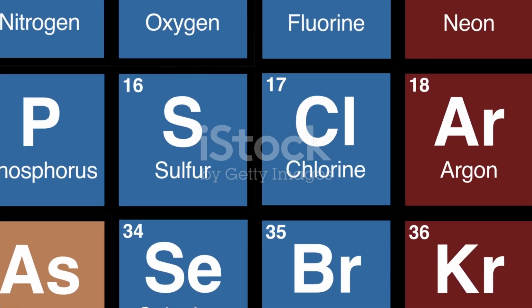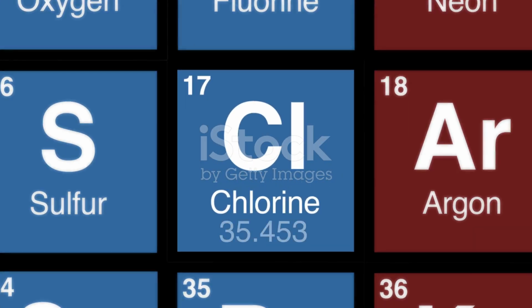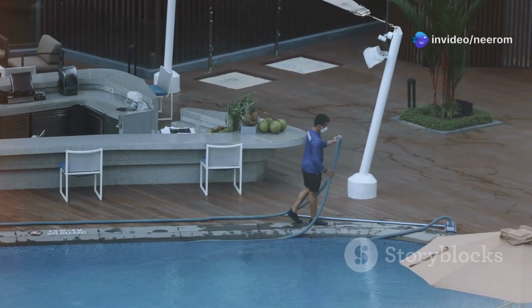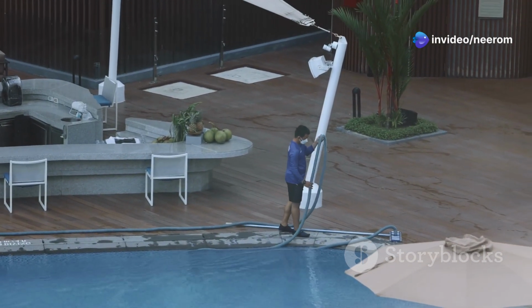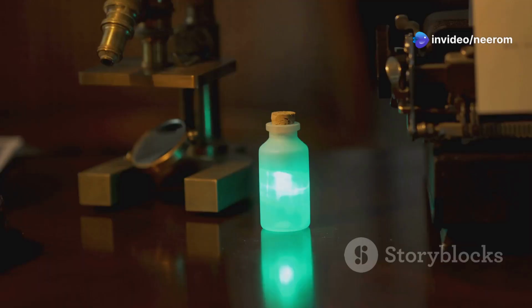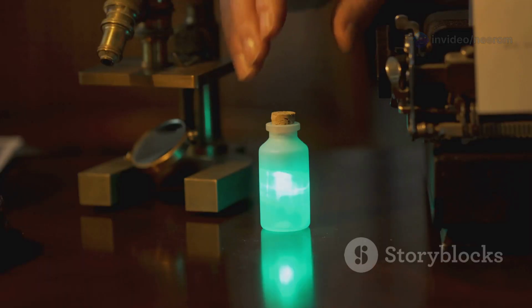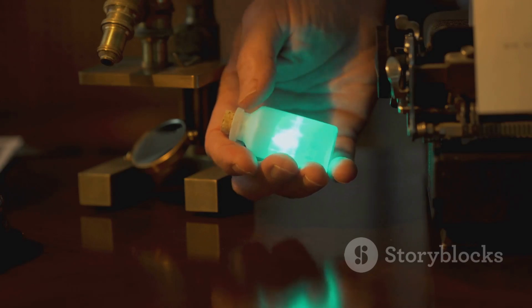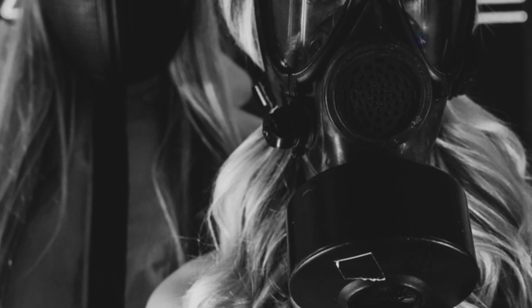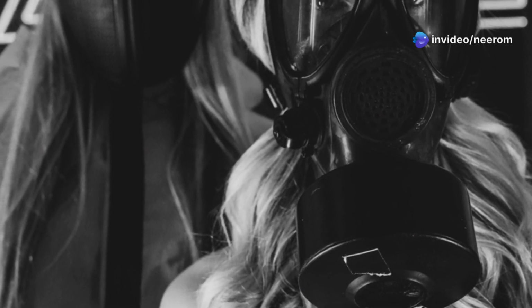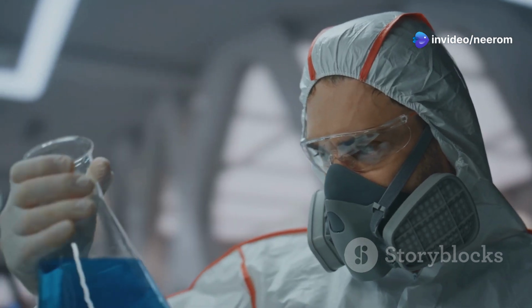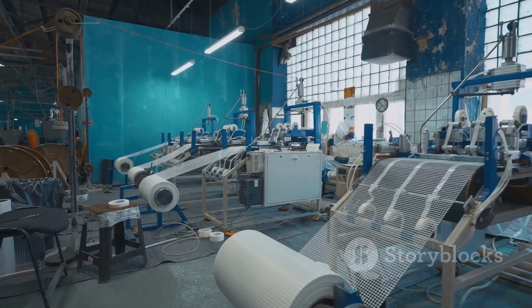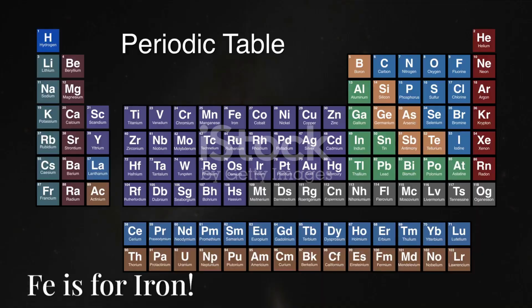Now, let's dive into the world of Cl, which stands for chlorine. Chlorine is a powerful disinfectant, which is why it's used to keep our swimming pools clean and our drinking water safe. But here's the thing about chlorine. In its pure form, it's actually a greenish-yellow gas that's super reactive. In fact, chlorine was used as a chemical weapon in World War I. Thankfully, we've learned to use it more safely since then. Today, chlorine is used to make all sorts of useful things, like plastics and pesticides.